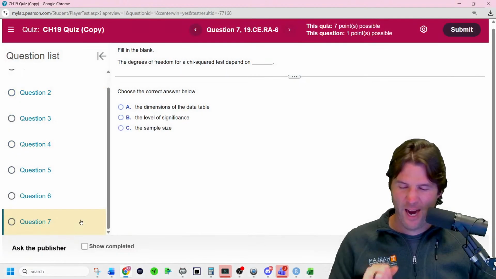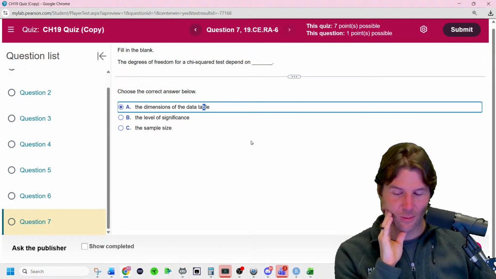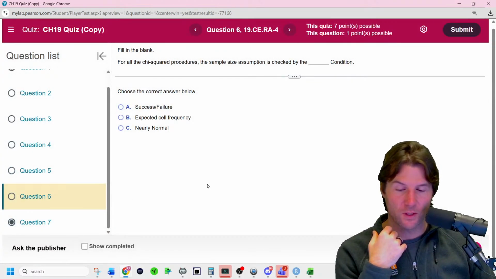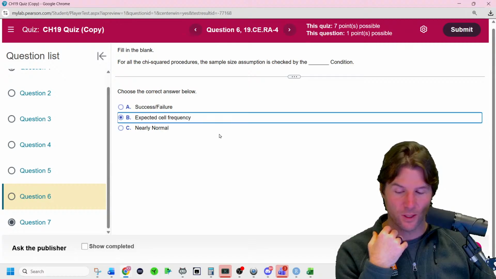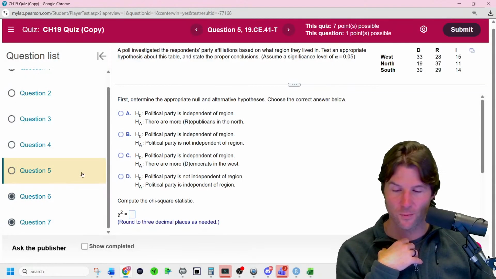Oh, this is easy. Degrees of freedom on the chi-squared test are determined by the dimensions of the table. Rows and columns determine degrees of freedom. For all the chi-squareds, the sample size assumption is checked by the expected cell count frequency. We must have at least 5 expected cell counts. Most pregnancies are full term.